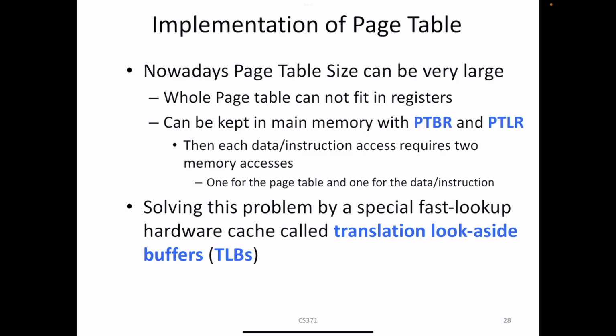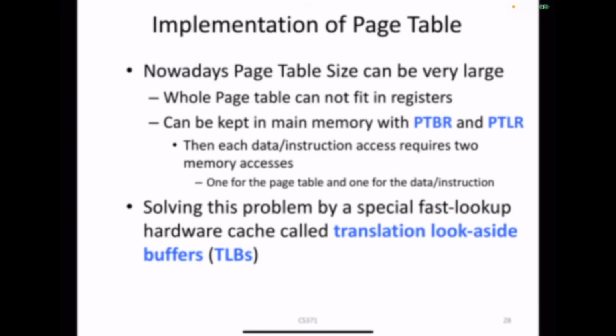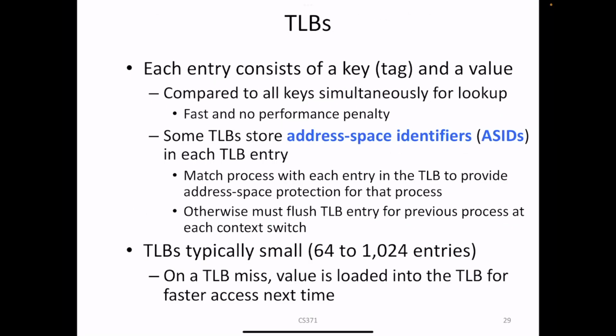So how can we address this problem? Actually, we can apply the same strategy as we did for other mechanisms. We can use a special hardware to solve this problem. Here we use a special fast lookup hardware cache called the translation lookaside buffers, which is short for TLBs, to address this problem. Then let's see how to use a TLB to speed up the paging allocation mechanism.